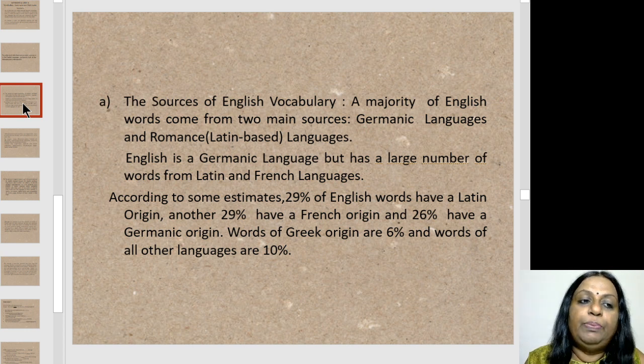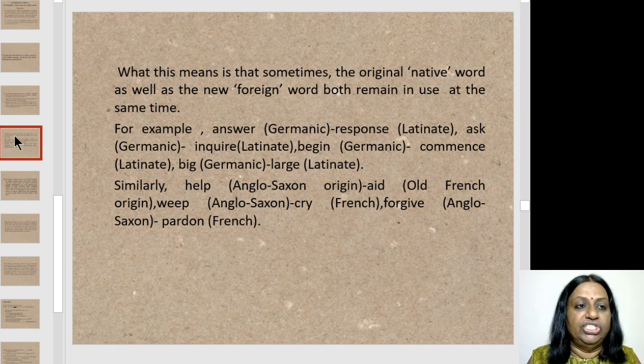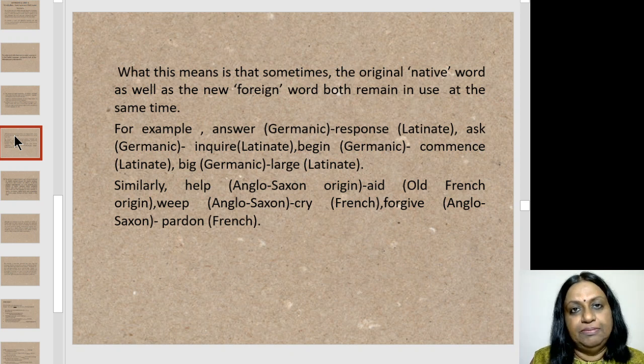We have 6% of words in the English language from Greek origin, and we have words from other languages, which is around 10%. So do you see, the English language is an amalgamation of words from various languages. And what this means is that sometimes the original native word as well as the new foreign word which has entered into the language remain in use at the same time. So that's why we have synonyms in any language, that is, words with similar meanings.